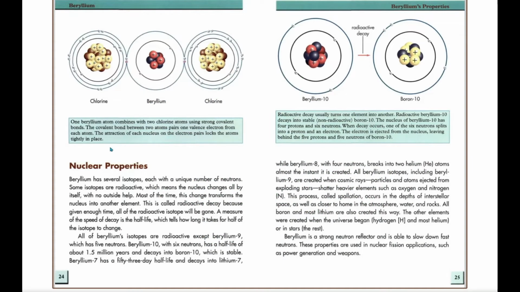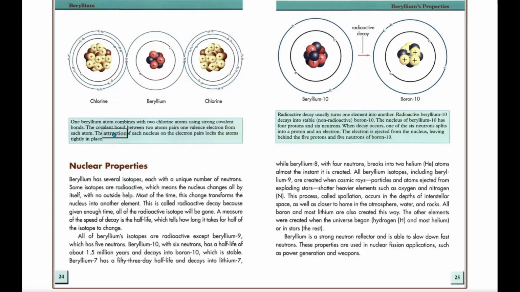Nuclear properties. Beryllium has several isotopes, each with a unique number of neutrons. Some isotopes are radioactive, which means the nucleus changes all by itself, with no outside help. Most of the time, this change transforms the nucleus into another element. This is called radioactive decay because given enough time, all the radioactive isotope will be gone.